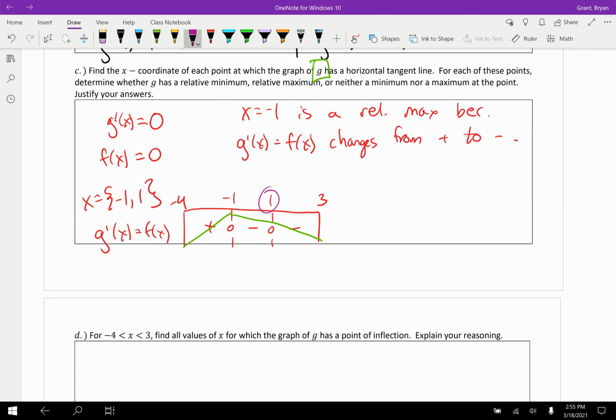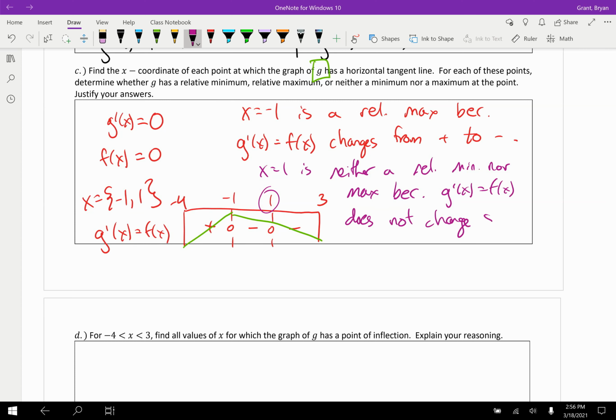Well, this other guy down here, x equals 1, is neither a relative min nor max because g prime of x, which equals f of x, does not change sign.